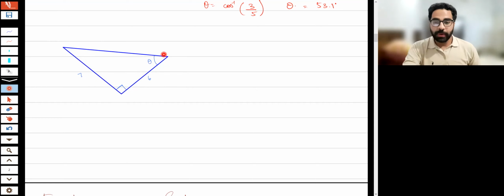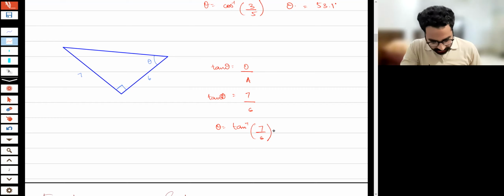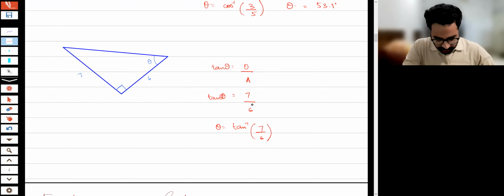So I've been given the opposite and the adjacent. Is there a trigonometric ratio which connects the opposite and the adjacent? Yes, there is, and that is toa, which is tan theta equals opposite upon adjacent. The opposite is 7, the adjacent is 6, and I have to find theta. Theta would be equal to tangent inverse 7 upon 6, and tan inverse 7 upon 6 equals 49.4 degrees.